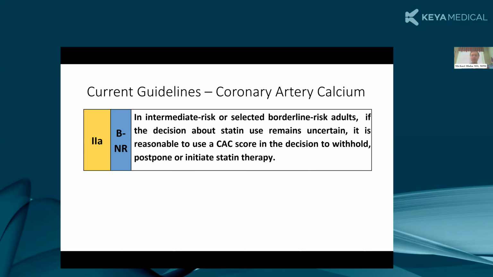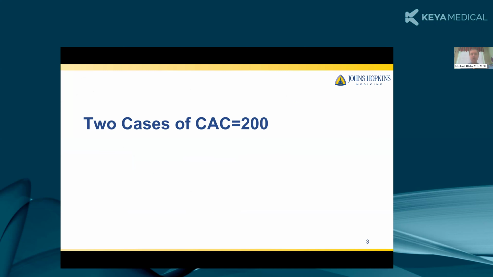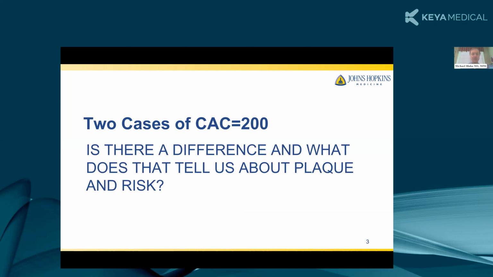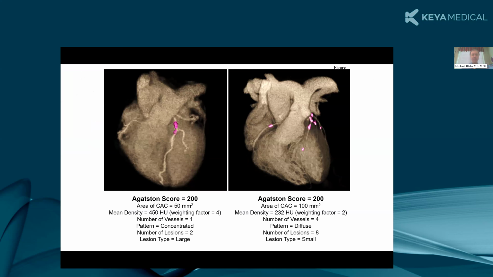Just a real quick reminder, of course, generally we're using the coronary calcium score in primary prevention because it has a 2A recommendation in the broad borderline to intermediate risk group. And I want to show you two cases that have the same calcium score. These patients both have the same calcium score of 200. And we're going to ask, is there a difference between these patients, and what does that tell us about plaque and risk?